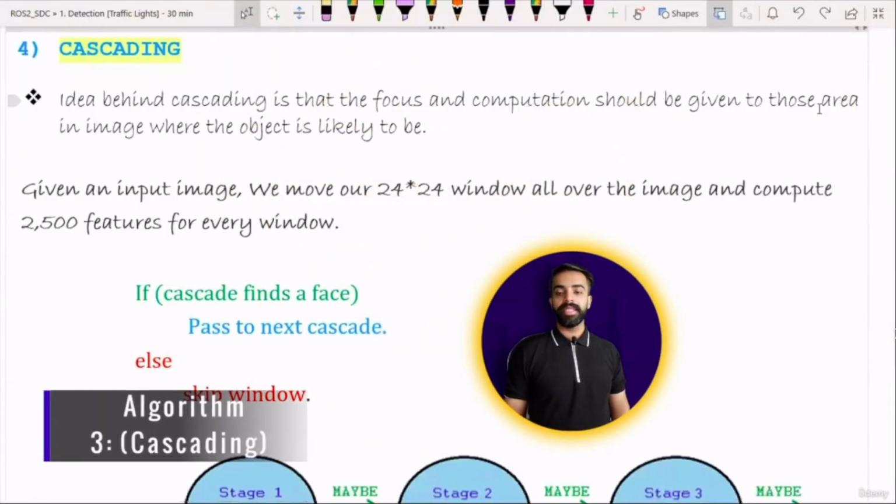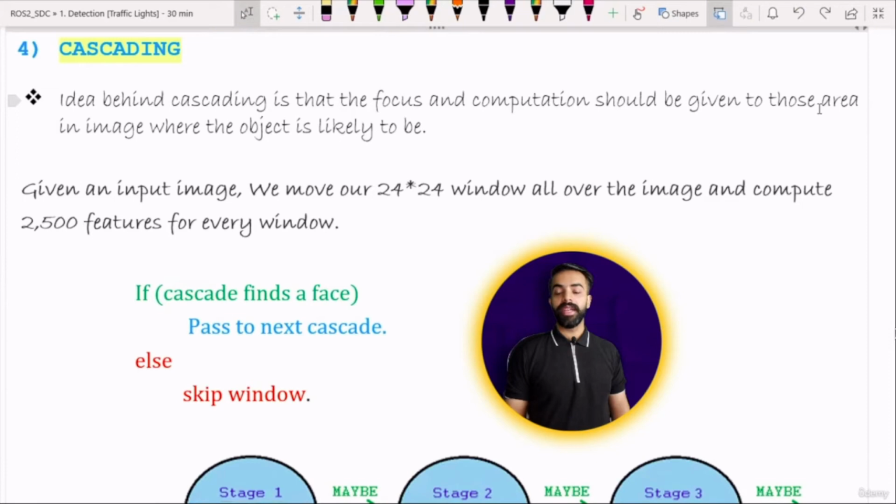Cascading. The idea behind the cascading is that the focus and the computation should be given entirely to those regions of the image where the object is likely to be. How this is implemented can be seen right here.